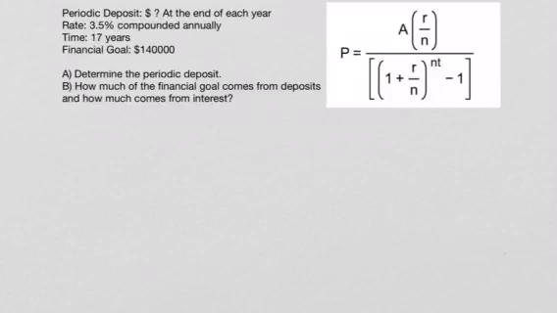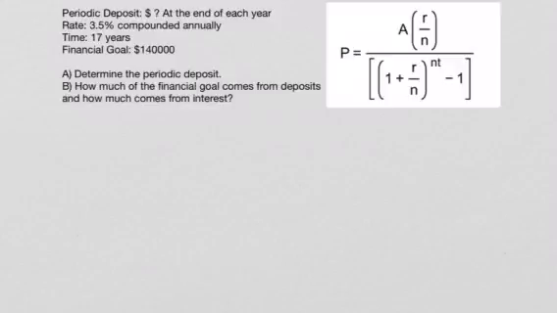Alright, this last problem is a little bit different in that now we want to find how much money we need to deposit in order to reach a specific financial goal at the end of a certain time period. Part A says determine the periodic deposit that we need to make, and then part B, how much of the financial goal comes from deposits and how much comes from interest.